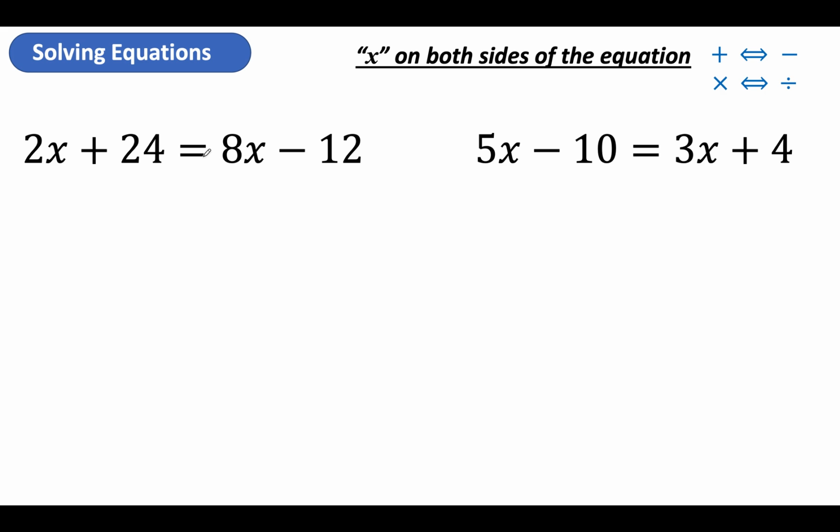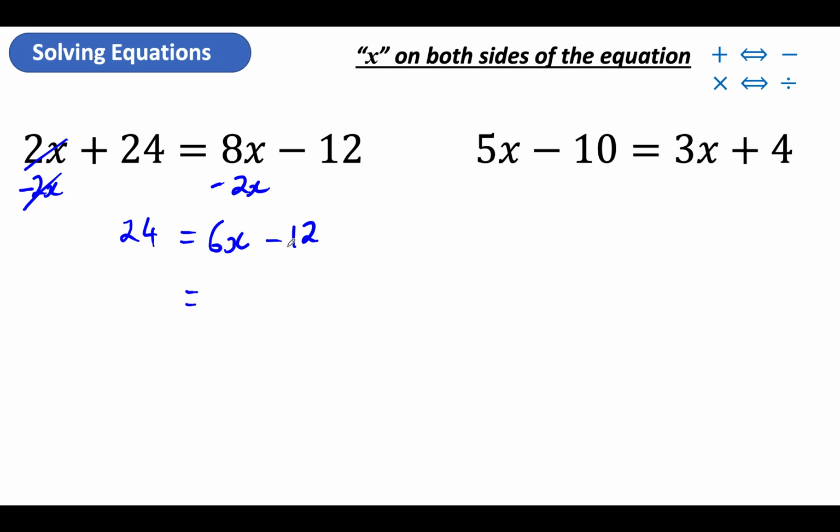So we've got an equation with x on both sides. We've got 8x minus 12 and 2x plus 24. Look for the side that's got fewer, and that is this side. It has 2x, so we're going to take 2x away from both sides of the equation. 2x take away 2x leaves nothing. So 24 is left on its own over here. 8x take away 2x leaves 6 of them, leaves 6x's. So we've got 6x minus 12.